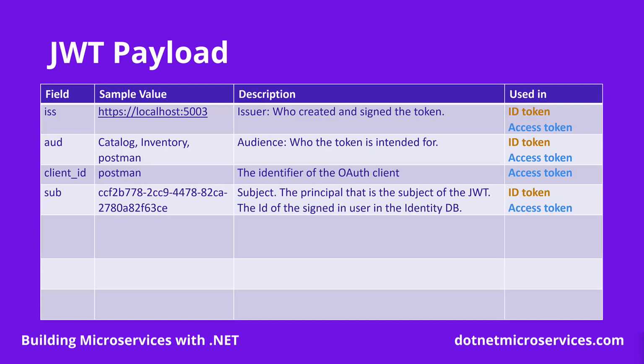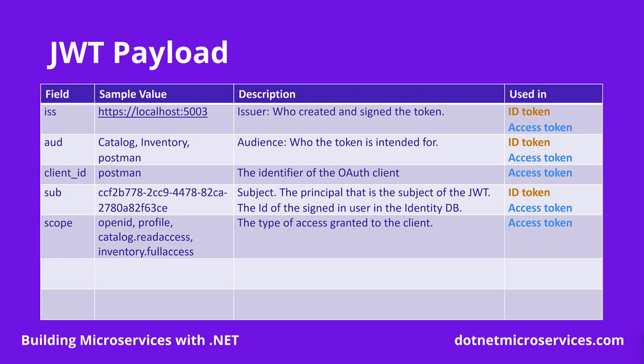Sub is a very important claim that defines the principal that is the subject of the JWT. So in our case, this will be the ID of the signed-in user in the identity database. If you go to the identity database, you're going to find this ID for one of our users. Scope is the type of access granted to the client. We have seen how to use this already with the openid and the profile scopes, but later on we'll see how we can use scopes like catalog read access to grant read access to the catalog microservice, or the inventory full access scope to grant full access to the inventory microservice.